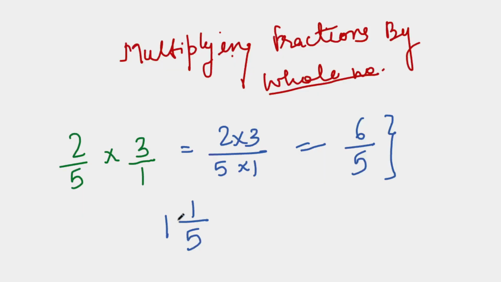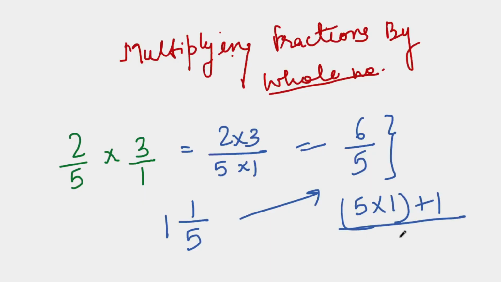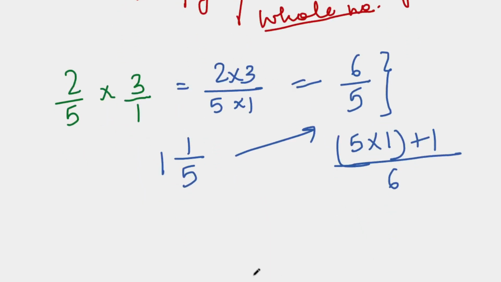Okay? In our previous video, we have already learned how to convert mixed fractions into improper fractions. So you can find out how this will be converted into 6 by 5. Let me show you a quick recap. We multiply the denominator with the whole number. Then we add the numerator. Denominator remains the same. What do we get? We get 5 plus 1 by 6. Sorry, the denominator is not 6. Denominator is 5 here, right? So we will write 5 here. So we get 6 by 5, right?